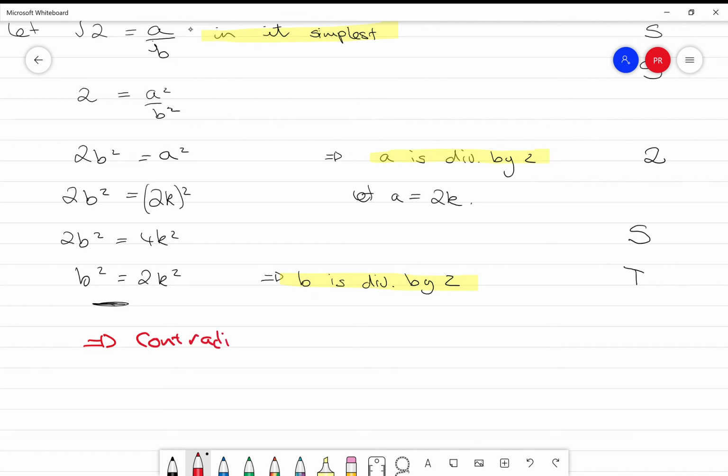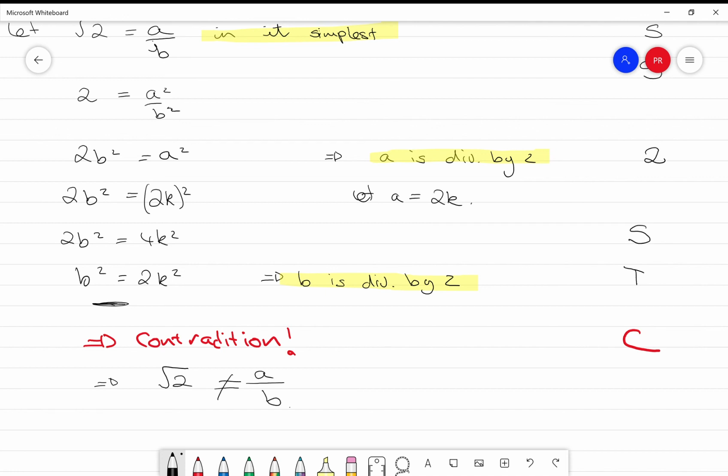Contradiction. I'd like you to be able to write that down. I'm going to put it in here as part of this, and write that it's the contradiction. So we now have a contradiction, and because of that contradiction, we can say that the root of 2 is not equal to a over b.